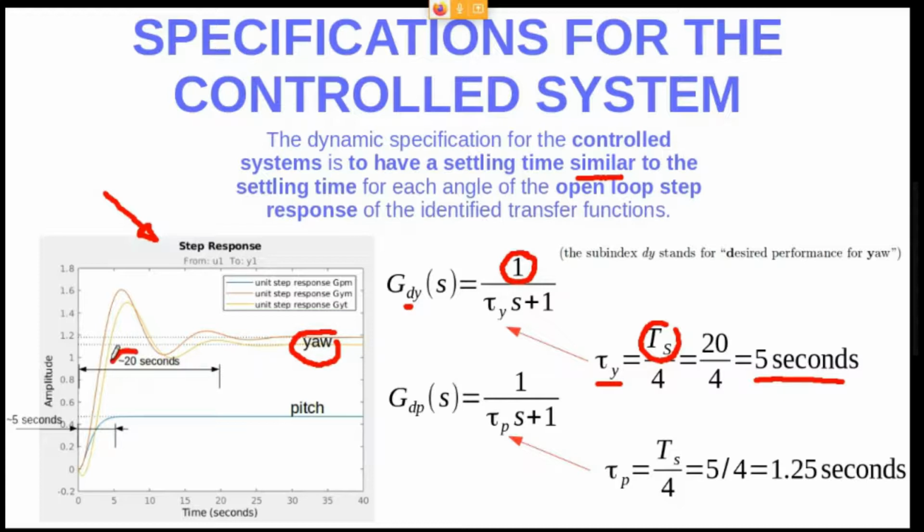So we take these 20 seconds, we divide by 4 by the definition of the settling time, and we have this time constant for the specified system. And the same goes for the desired behavior of the controlled loop for the pitch angle. It's 5 seconds divided by 4 by the definition of the settling time, so it's 5/4, we have 1.25 seconds.